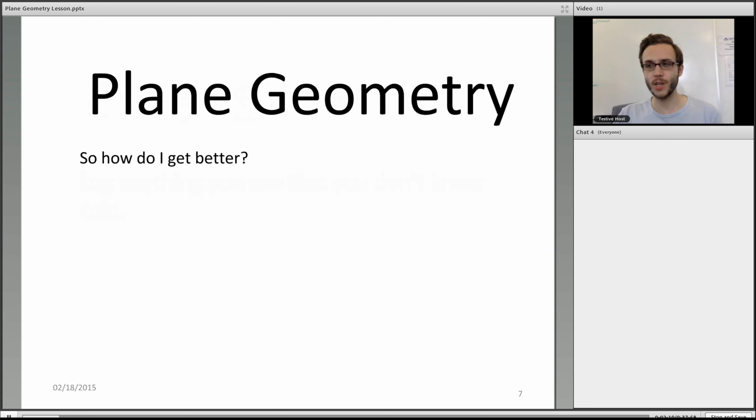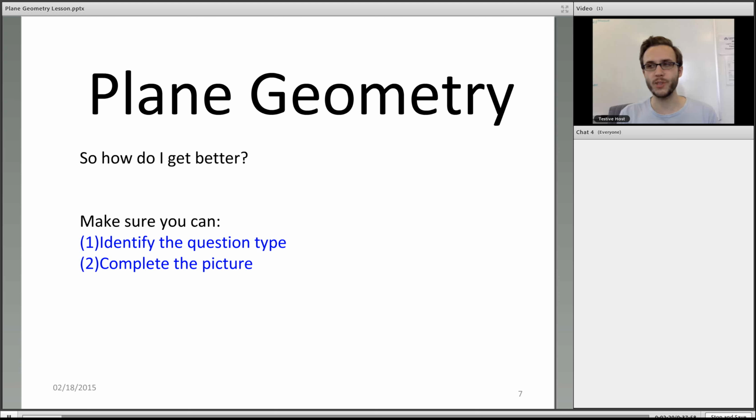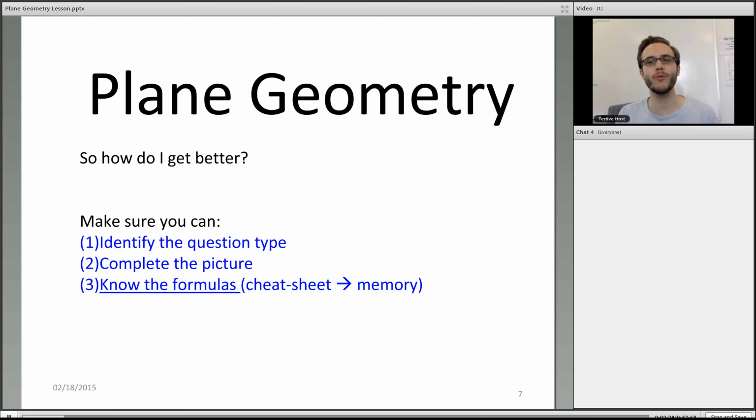Okay, so the question for plane geometry is how can you get better at answering these questions? Today we're going to make sure that you can identify the question type, complete a picture that's presented to you. You'll need to know the formulas, right? So you'll need to have a few formulas in your memory that you can manipulate to get the right answer.